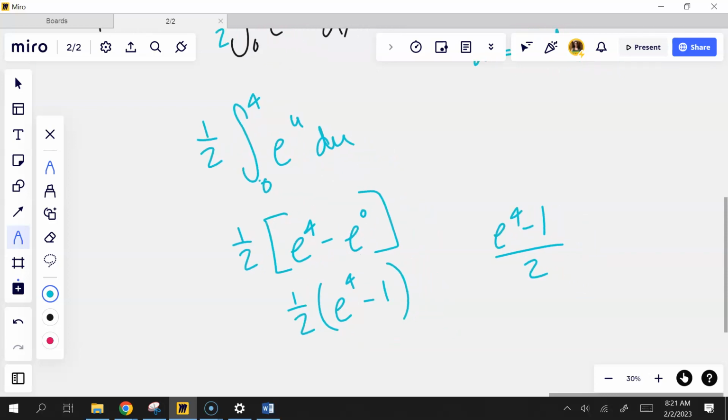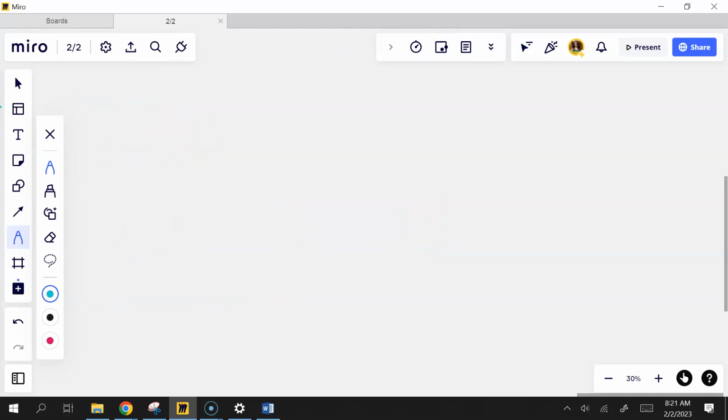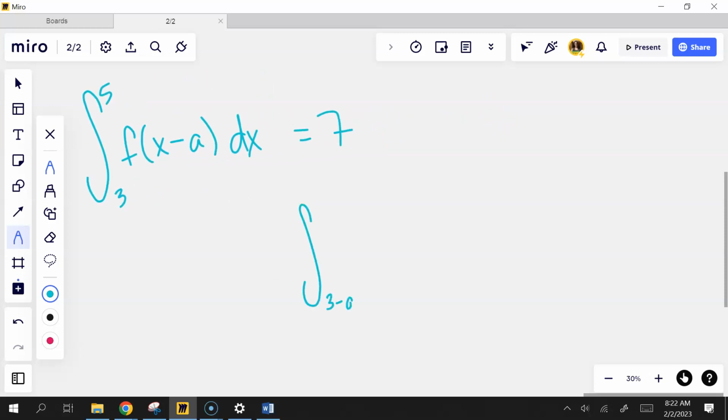75. Okay. Let me try to wrap my brain around this. The integral from 3 to 5 of f of x minus a dx equals 7, where a is a constant. Then this is what it's asking: the integral from 3 minus a to 5 minus a of f of x.